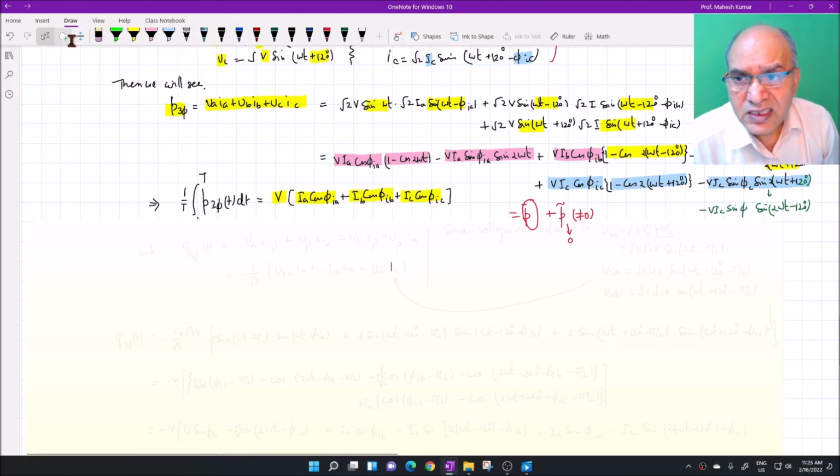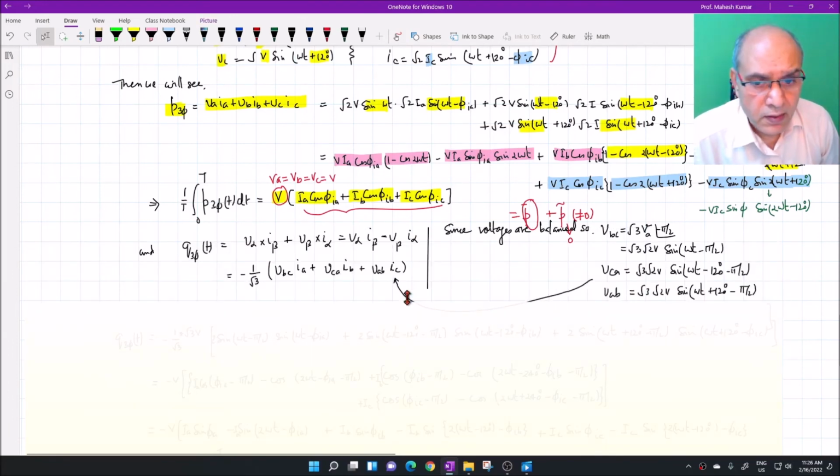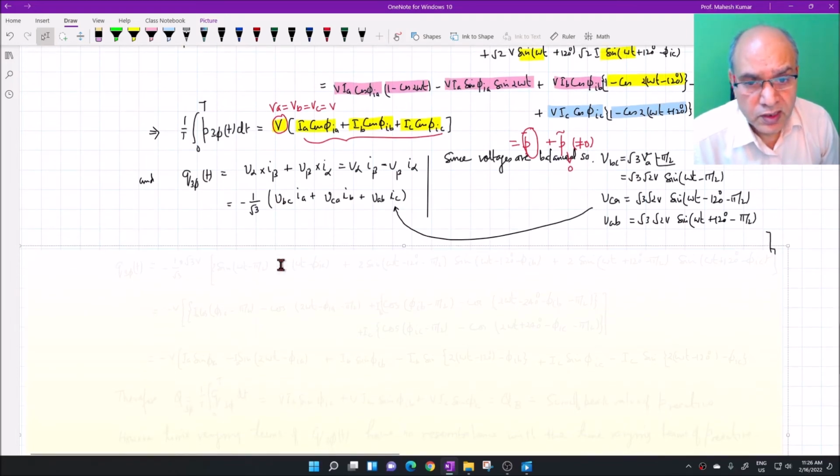In fact, this is a subset of the previous derivation, because in the previous derivation we had VA, VB and VC, but in this case VA equals VB equals VC equals V, and hence this V is common. The rest are the in-phase components of the currents. So that is fine, there is no confusion about the definition of the real power, but let us now try to find out the reactive power, Q three-phase.